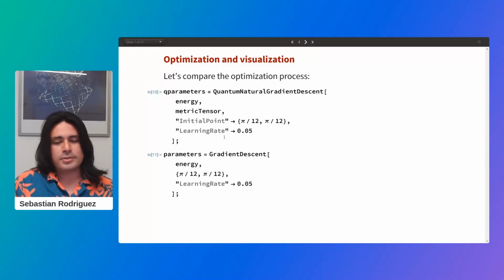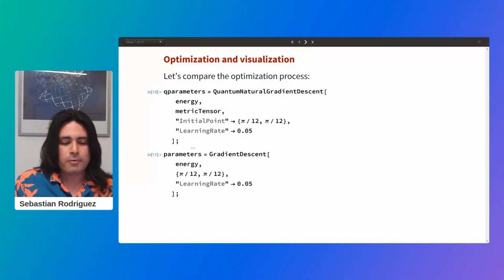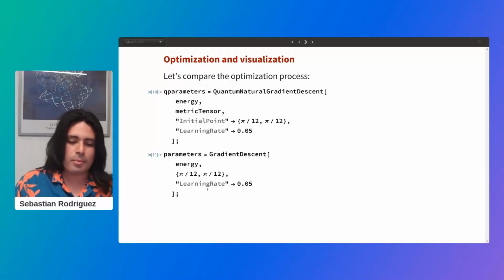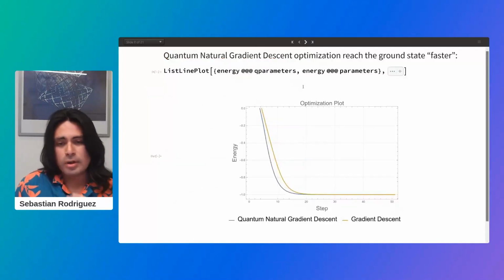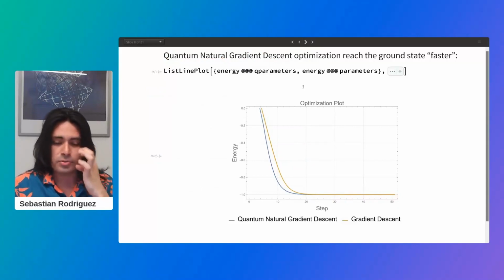For the gradient descent, the logic is almost the same. First, the energy function, and then the initial point. After that, we can add some options like the learning rate. So, as you can see, the quantum natural gradient descent optimization reached the ground state faster.